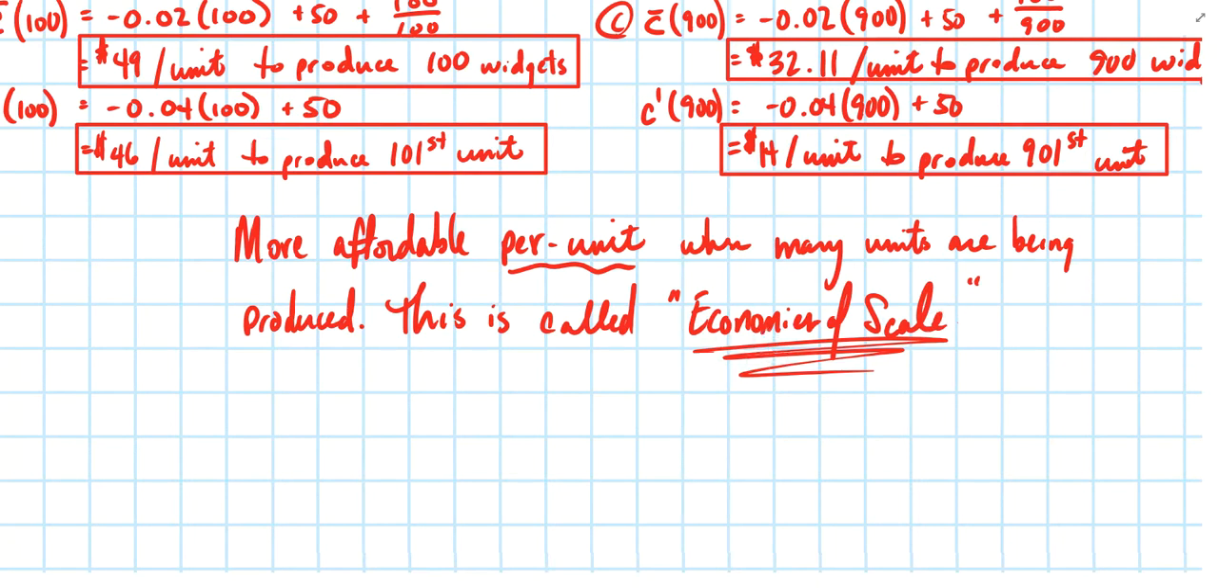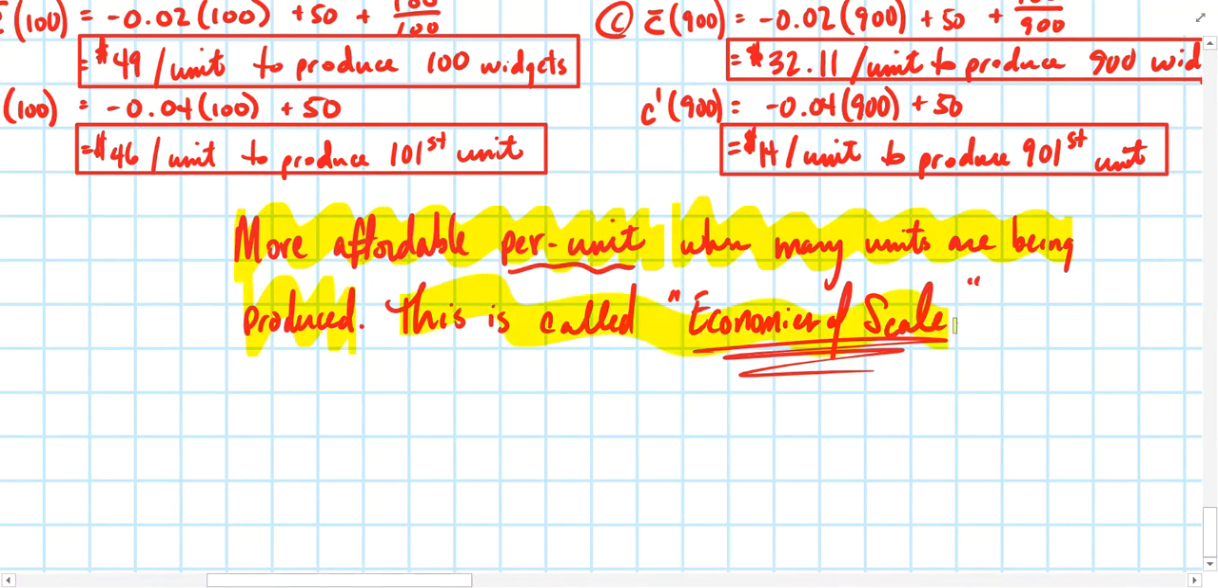And we call that economies of scale. When you start producing more and more items, it becomes cheaper to produce each item individually. The total cost is still pretty high. In neither of these cases did we calculate the individual cost directly, but the marginal cost and the average cost per unit is continuing to drop. In other words, it becomes more affordable per unit, not total cost, but more affordable per unit when many units are being produced. Again, we call this economies of scale.